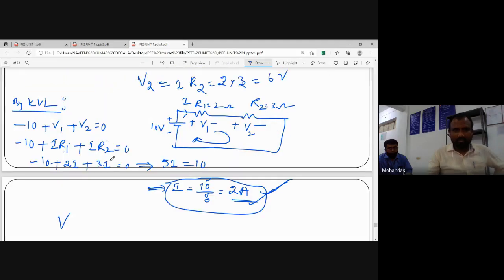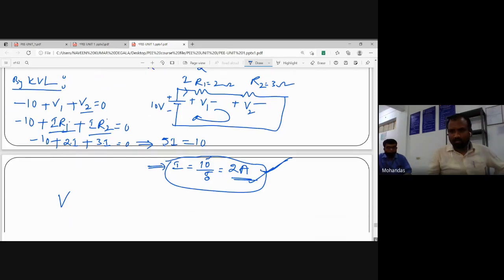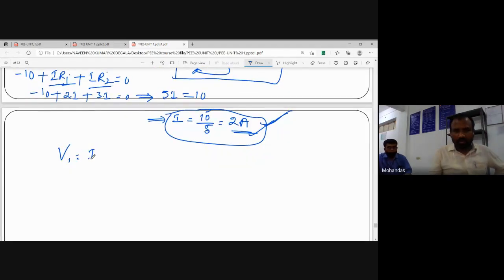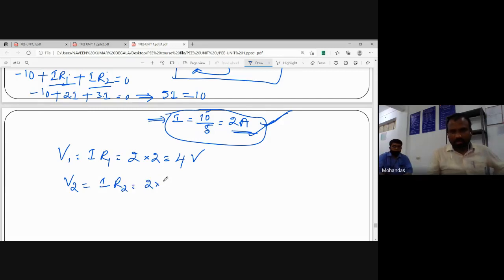What is V1 here? V1 equals I into R1, and V2 equals I into R2. So V1 equals I into R1, where I is 2 amperes and R1 is 2, so that is 4 volts. And what is V2 here? I into R2. I is the same, 2 into 3 is 6 volts. So we calculated that the current flowing through the total circuit is 2 amperes. The voltage drop across resistor 1 is 4 volts. The voltage drop across resistor 2 is 6 volts.